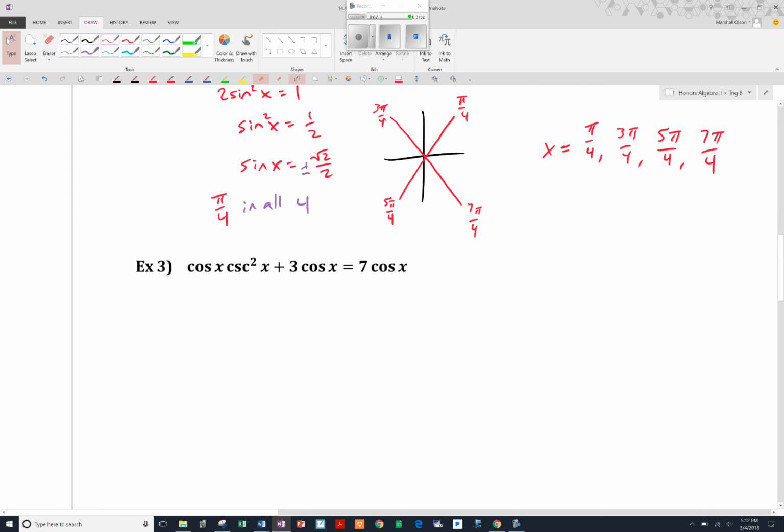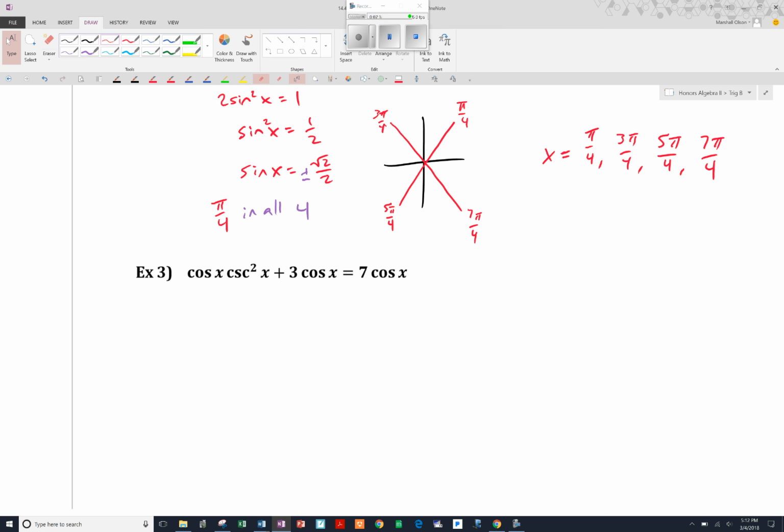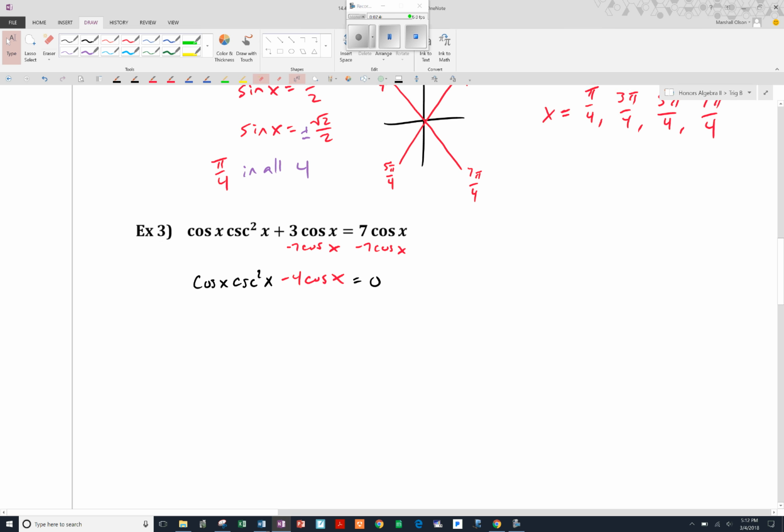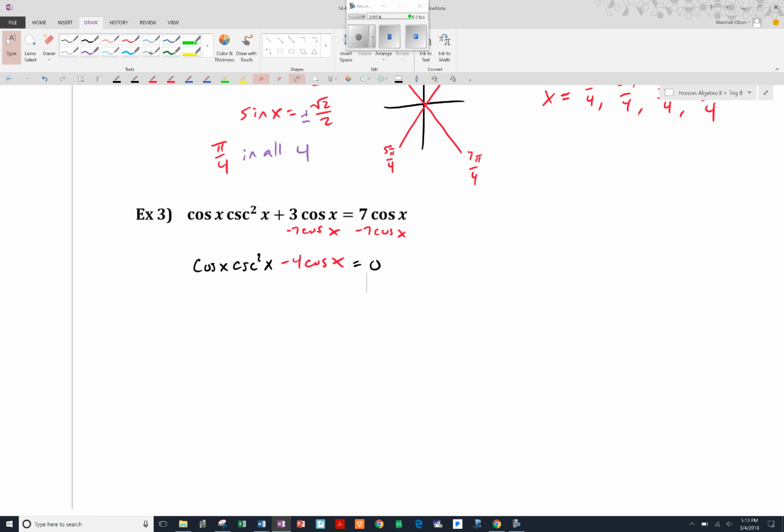Okay, clearly this one looks a little bit more complicated. I think some factoring is going to be involved here, so what I'm going to do is subtract that 7 cosine x over. So if I have 3 and I subtract 7, I have negative 4 cosine of x's. And I have cosine of x, cosecant of x squared, and that equals 0. And then what I see here is a common factor of cosine of x that I can pull out of each of these terms.